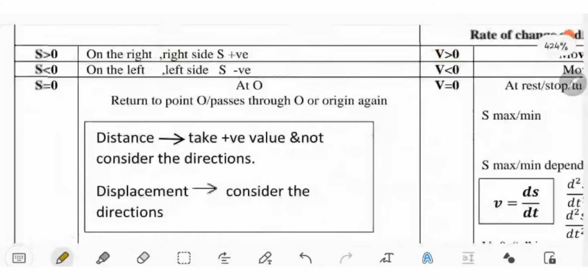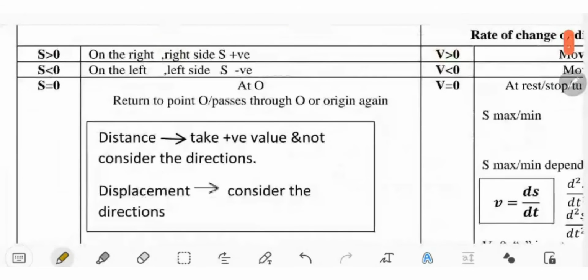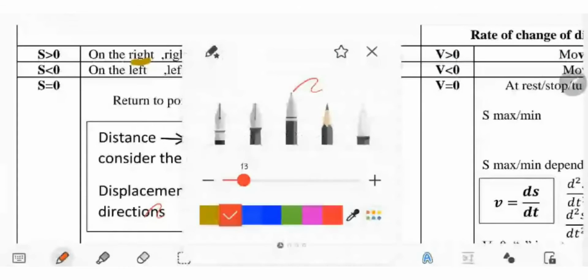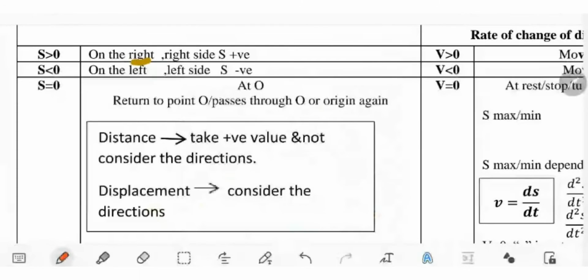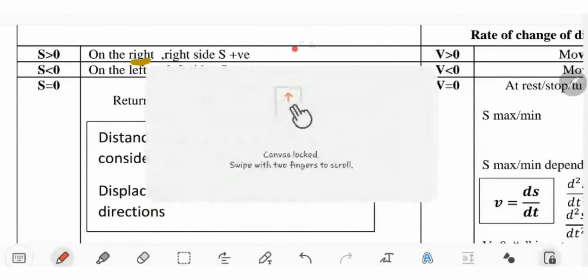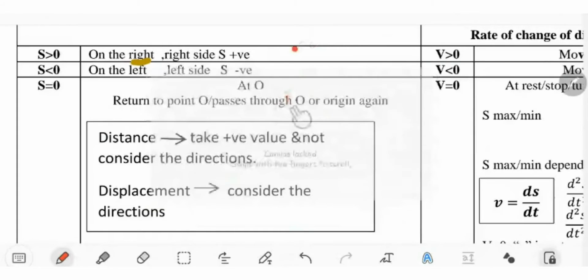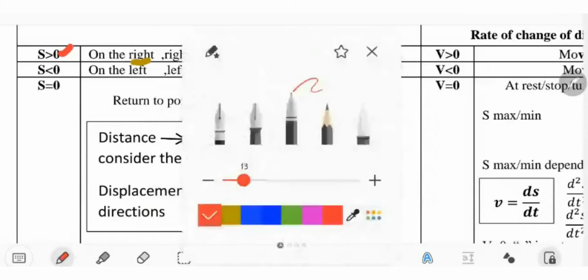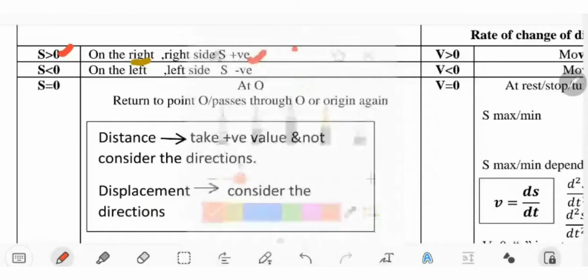If the particle is on the right, sebab ini melibatkan movement, motion. Bila motion, maybe on the right, maybe it's on the left, maybe at origin, depends. So on the right, S has positive value, maknanya the value of S is more than 0. On the left, value S negative, less than 0.